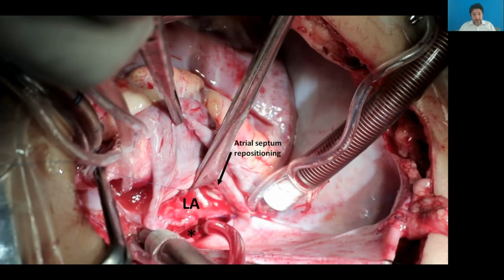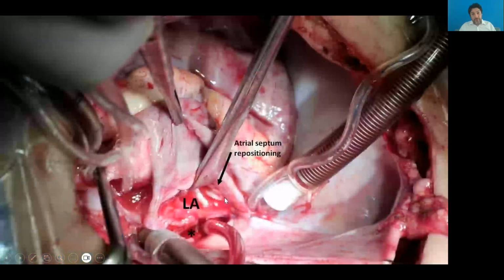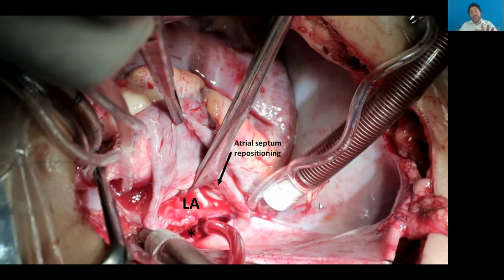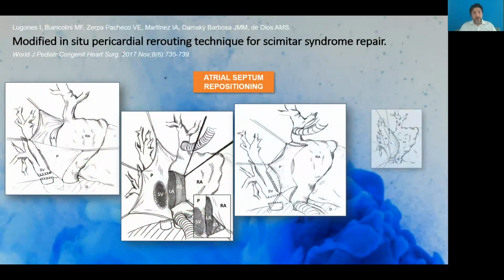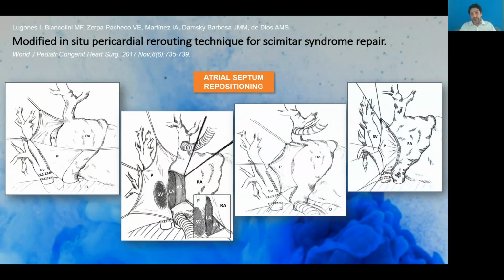So here you can see the suture between the anterior part of the interatrial septum and the anterior part of the atriotomy, and you can see that the left atrium is widely open. With an asterisk, you can see the scimitar vein draining inside the pericardium. And then the procedure is finished in the usual way.